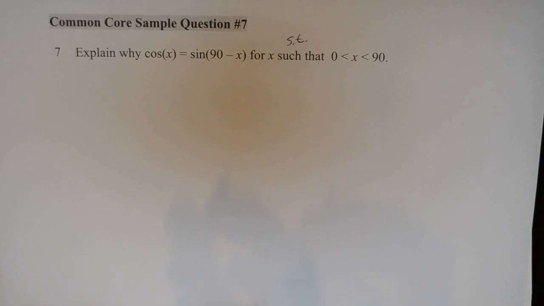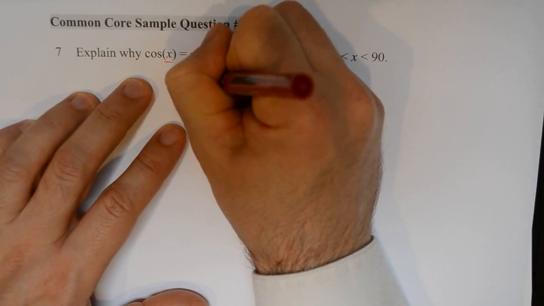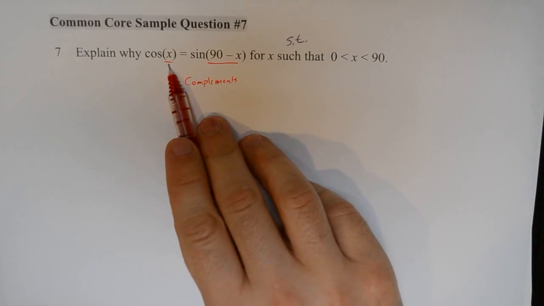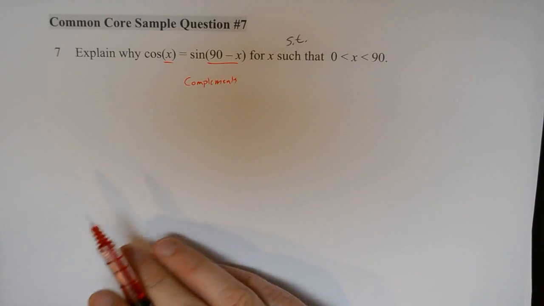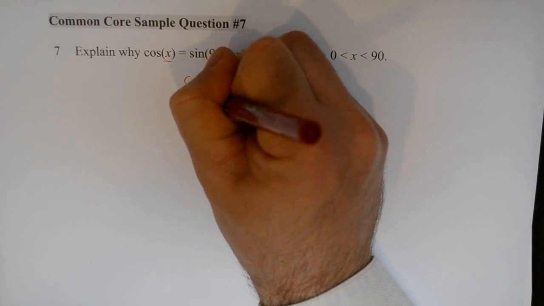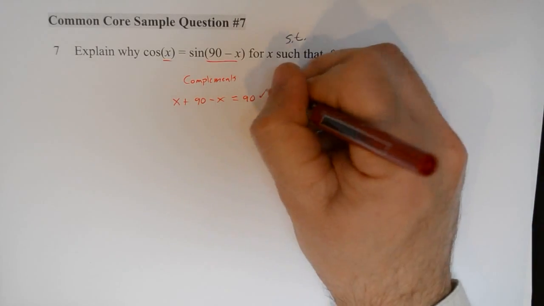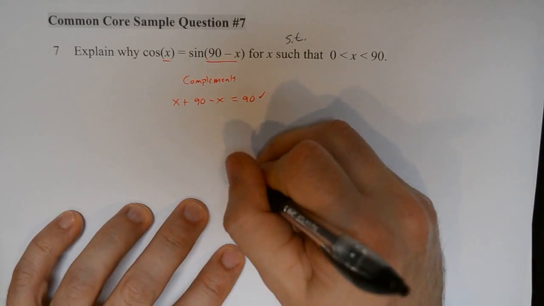That means that, well, x and 90 minus x, those are complements, aren't they? Think about it. Pick any number you want from 0 to 90, and then take 90 minus that number. Those add up to 90, sort of by definition, right? x plus 90 minus x equals 90. So those are complementary angles, which means they're angles that could fit in the same right triangle.